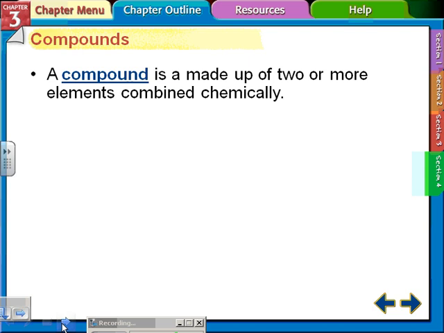All right, so if elements come together, they form a compound. It's made up of two or more elements and they're chemically combined. So they can't be separated by normal separation techniques. You can't separate a compound by filtration or by distillation or chromatography.